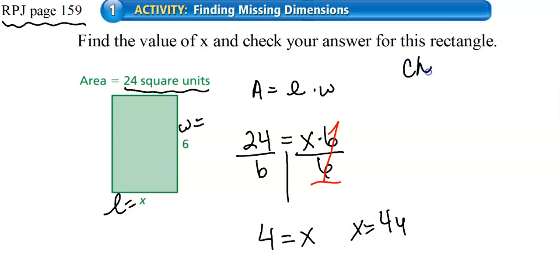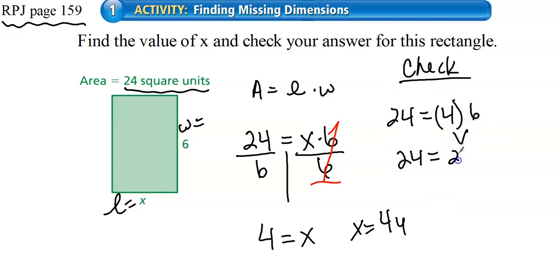Now, of course, I'm going to check my math by plugging it into the equation. 24 equals, instead of the x, I'm writing a 4, and then I have a 6, and then I do the math. 4 times 6 is 24, check. Okay, so I found the value of x that makes the equation true, and it's 4 units.